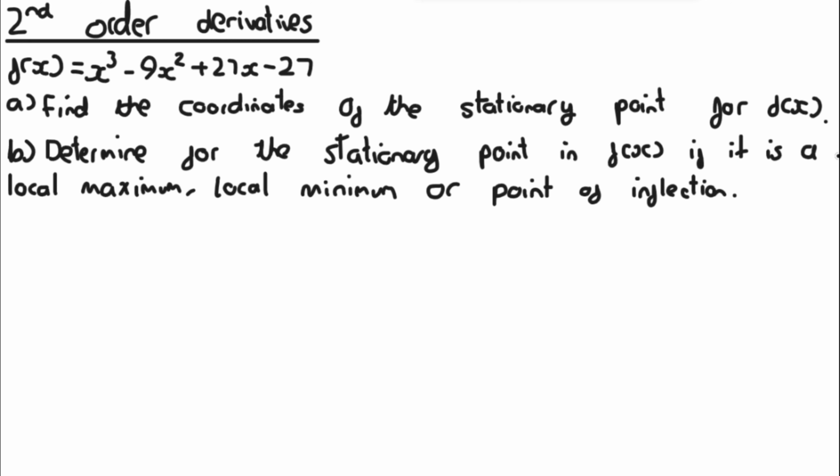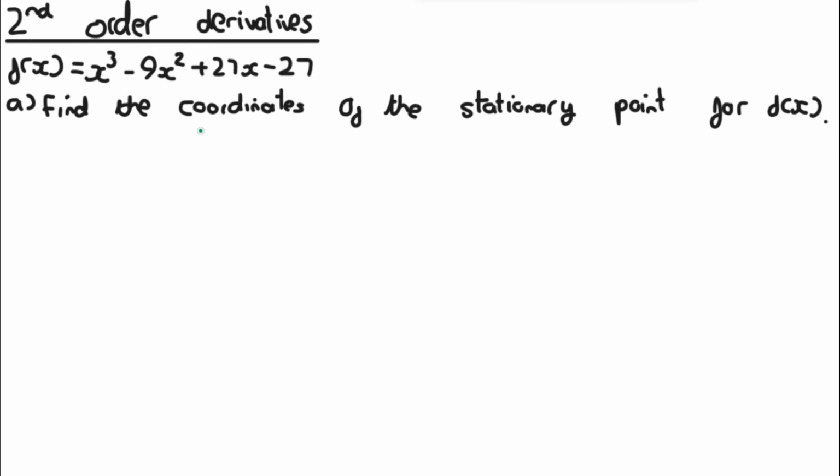So here's an example of a question like this, where we have to find the coordinates of the stationary point and then determine if the stationary point is a local maximum, local minimum, or a point of inflection. So for part A, we have to find the coordinate of the stationary point. It says stationary point and not plural, so we actually know there's only going to be one stationary point. So remember, this is when f dash of x is equal to 0.